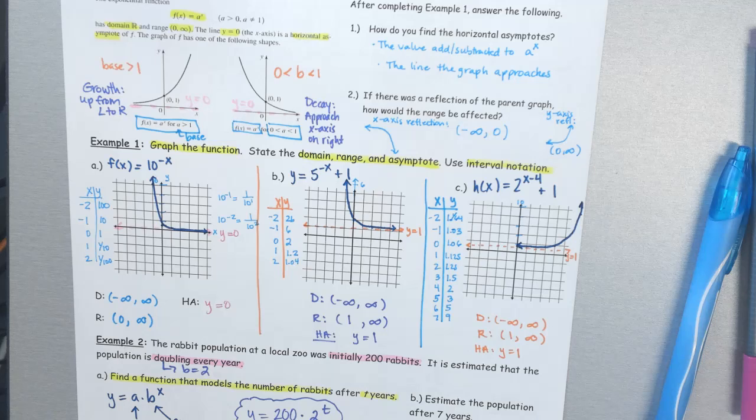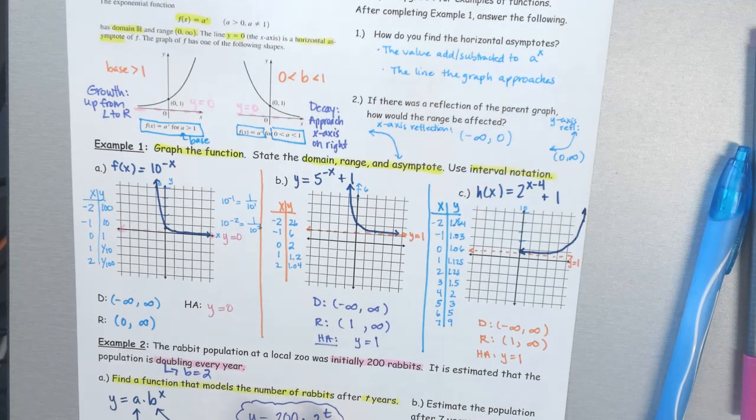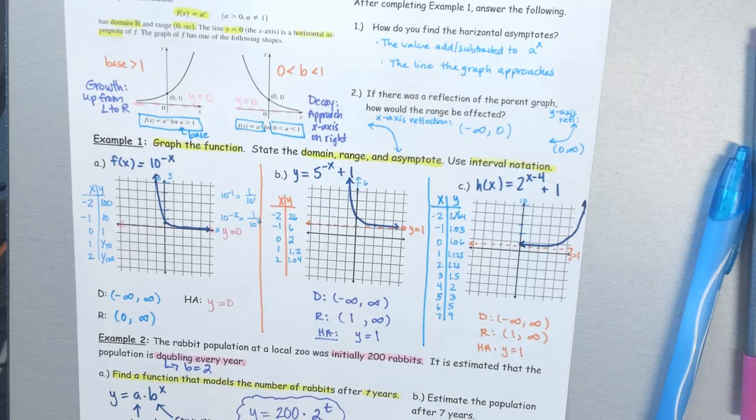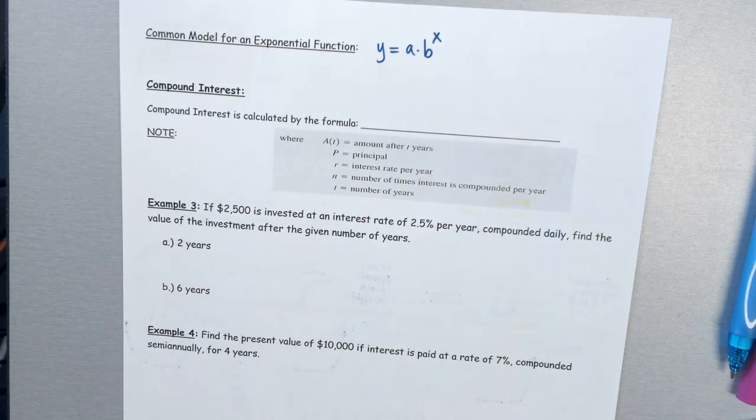All right, so we are going to use the model y equals a times b to the x as the common model for an exponential function. So when they're asking you to find one, if it's doubling, you plug in 2 for b. If it's tripling, you plug in 3 for b. Okay, and you guys have already had some practice with that by completing your preview worksheet.